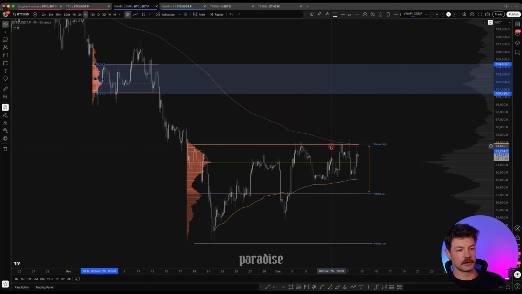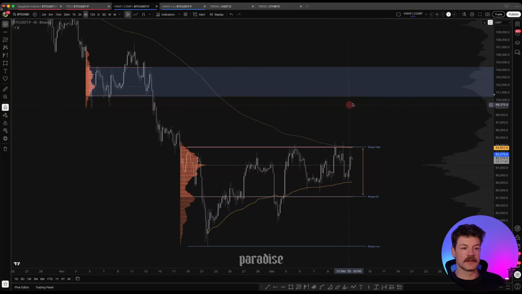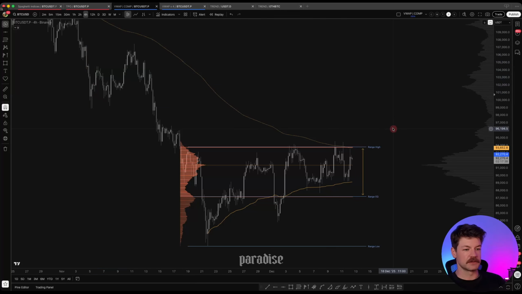But anyway, we look for value to be established as it has. Then we look for the inefficient move up, and then it should interact with this value up here, and we see what kind of reaction we get. So I'll get rid of this for a sec.